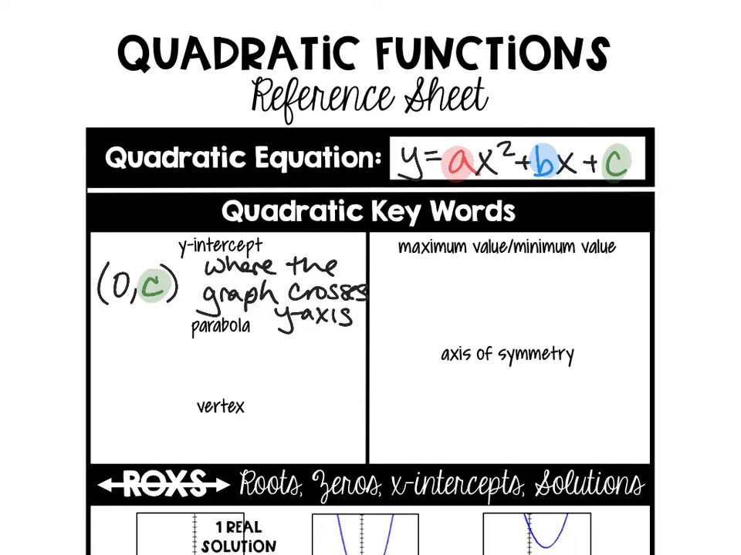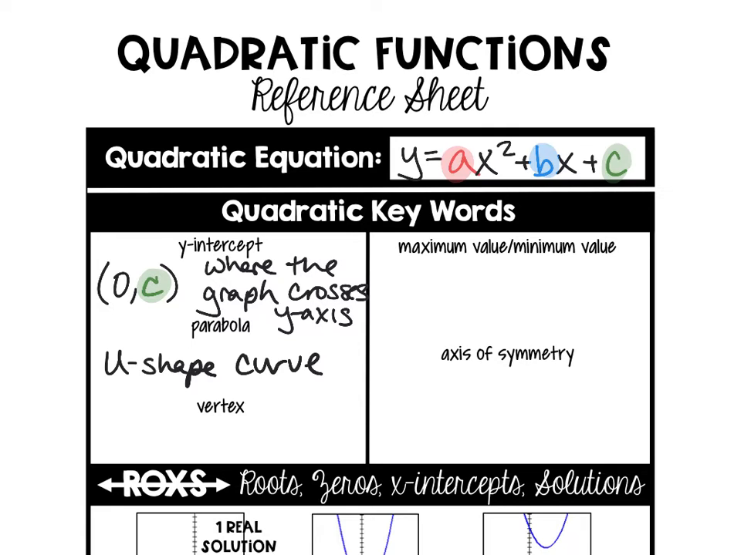Does anyone remember what that vocabulary word parabola is? I see some hands. Yeah, it's a U-shaped curve. So the quadratics make a shape called a parabola. They're no longer lines. They're called parabolas. So it's the U-shaped curve created by a quadratic. It's called a parabola.